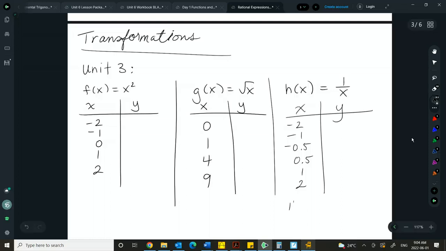So there's 2 extra pieces of info for this type of function then. It's the horizontal and vertical asymptotes, right? The horizontal asymptote is at y equals 0, and the vertical asymptote is at x equals 0. And these are caused from restrictions on the domain and range of this function. So those were the Unit 3 functions.